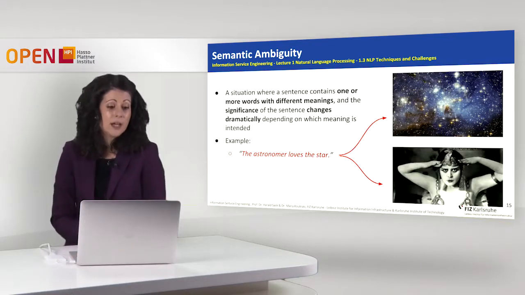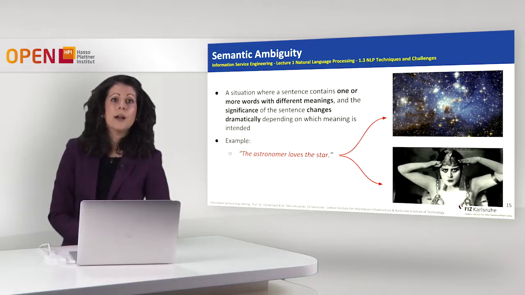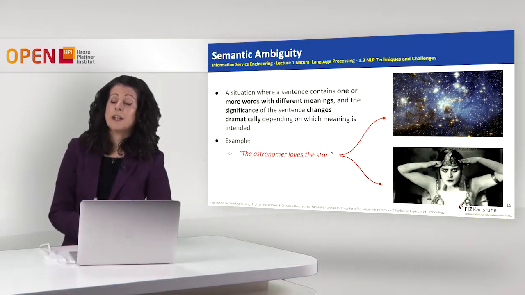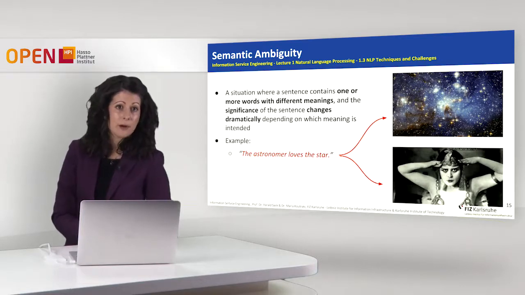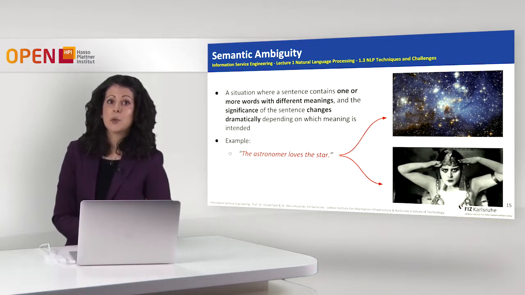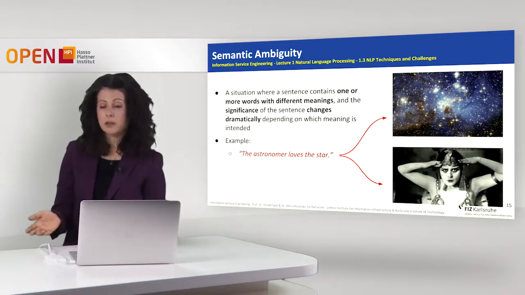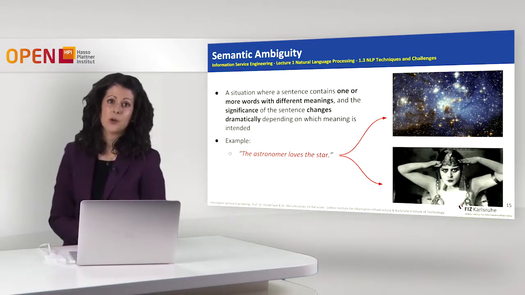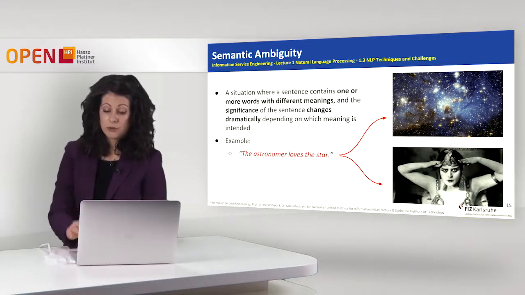And then comes the semantic ambiguity, which is a situation where a sentence might contain one or more words with different meanings, and then the significance of the sentence is highly dependent and changes dramatically depending on which meaning is intended for those ambiguous words. For example, the astronomer loves the star. What does it mean? That the astronomer loves one star in the sky, or that the astronomer loves a celebrity? Well, we cannot really say. Probably, I would think that he likes a star in the sky since he's an astronomer, but yet again, we cannot tell for sure.